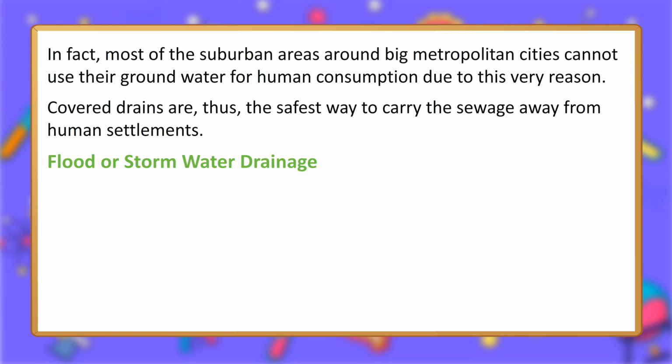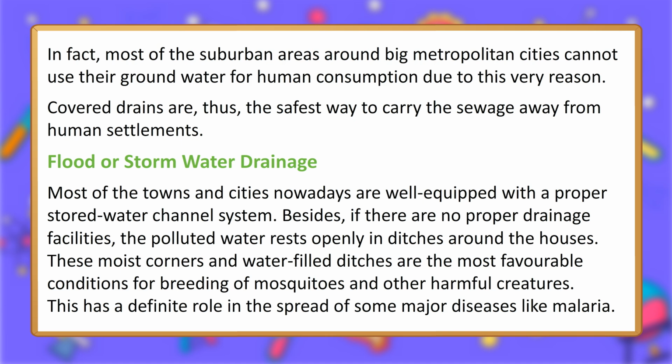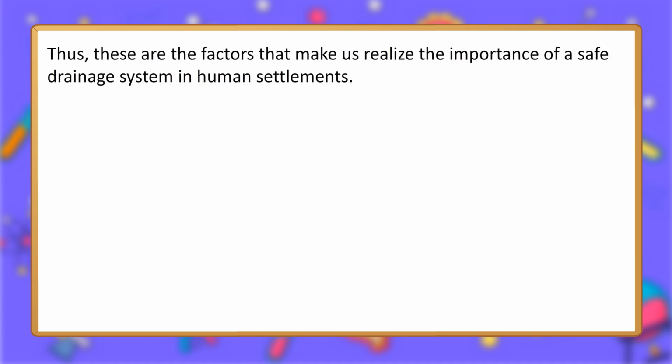Flood or storm water drainage. Most of the towns and cities nowadays are well equipped with a proper storm water channel system. Besides, if there are no proper drainage facilities, the polluted water rests openly in ditches around the houses. These moist corners and water-filled ditches are the most favorable conditions for breeding of mosquitoes and other harmful creatures. This has a definite role in the spread of some major diseases like malaria. These are the factors that make us realize the importance of a safe drainage system in human settlements.